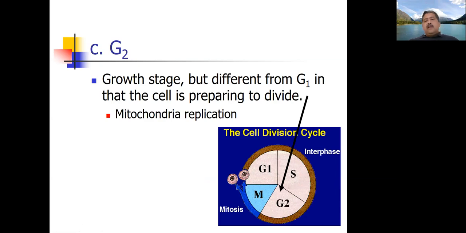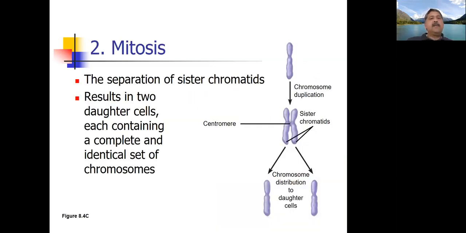In G2, we're getting close to getting ready to divide. So it's the growth stage, which is different from G1, that the cell is getting ready, it's preparing to divide. Because this takes a little more energy, we see that G2 is a little bit different from G1 because in G2 you have replication of the mitochondria specifically.